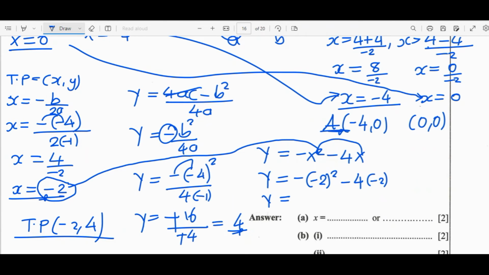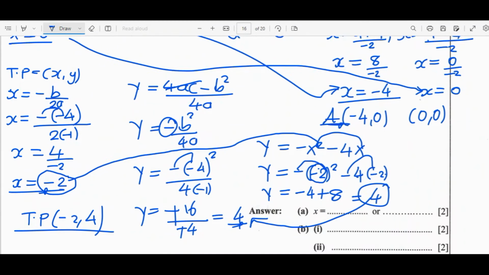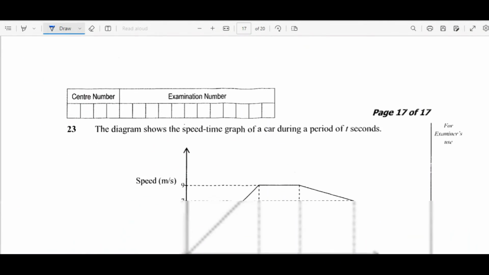We know that -2 squared is +4. So in the brackets, I'm going to have +4 times negative, so I'm going to have -4. Then negative times negative is plus. 4 times 2 is 8. And if we do some math here, we are going to have +4, which is this value. So as you can see, we are getting the same value. Now let's look at the last question.